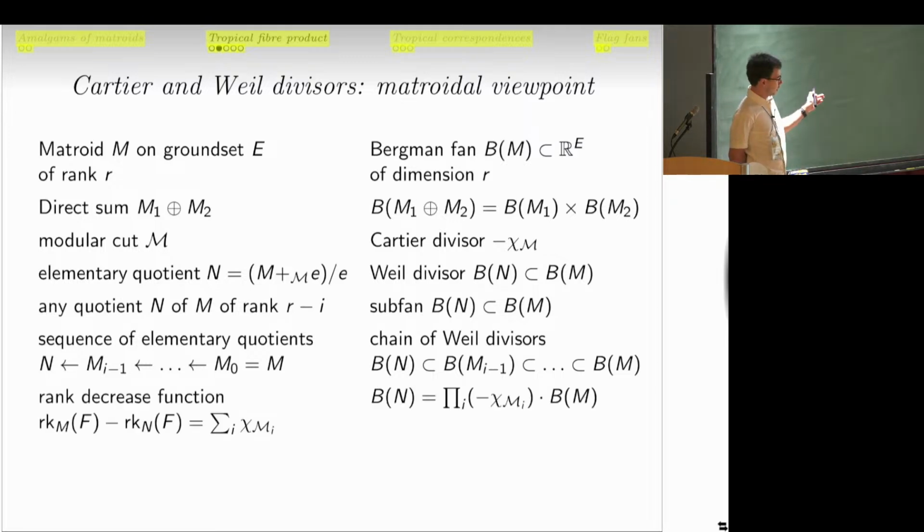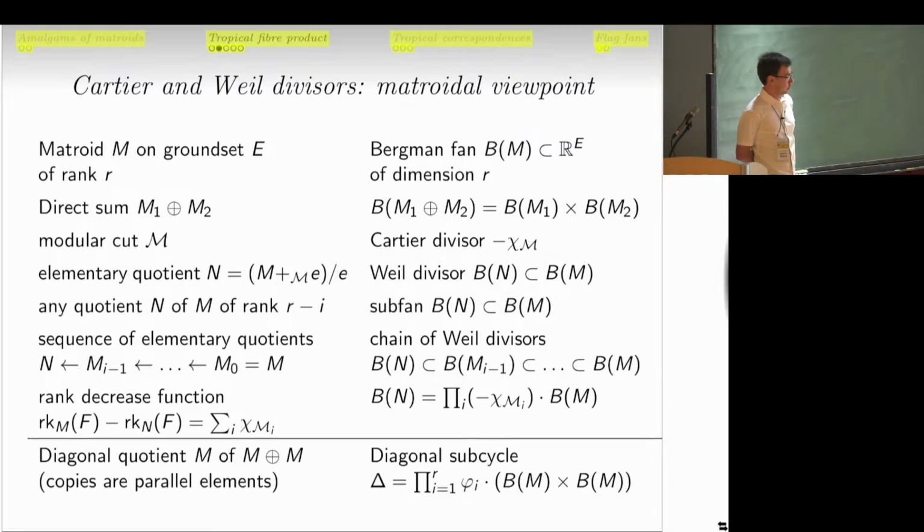And together, if we sum up all those functions, we'll have a rank decrease function, which is just, for each flat, how much lower did it go. And from this, we can restore the characteristic functions in a unique way. And we just have to take consecutive Weil divisors according to those.